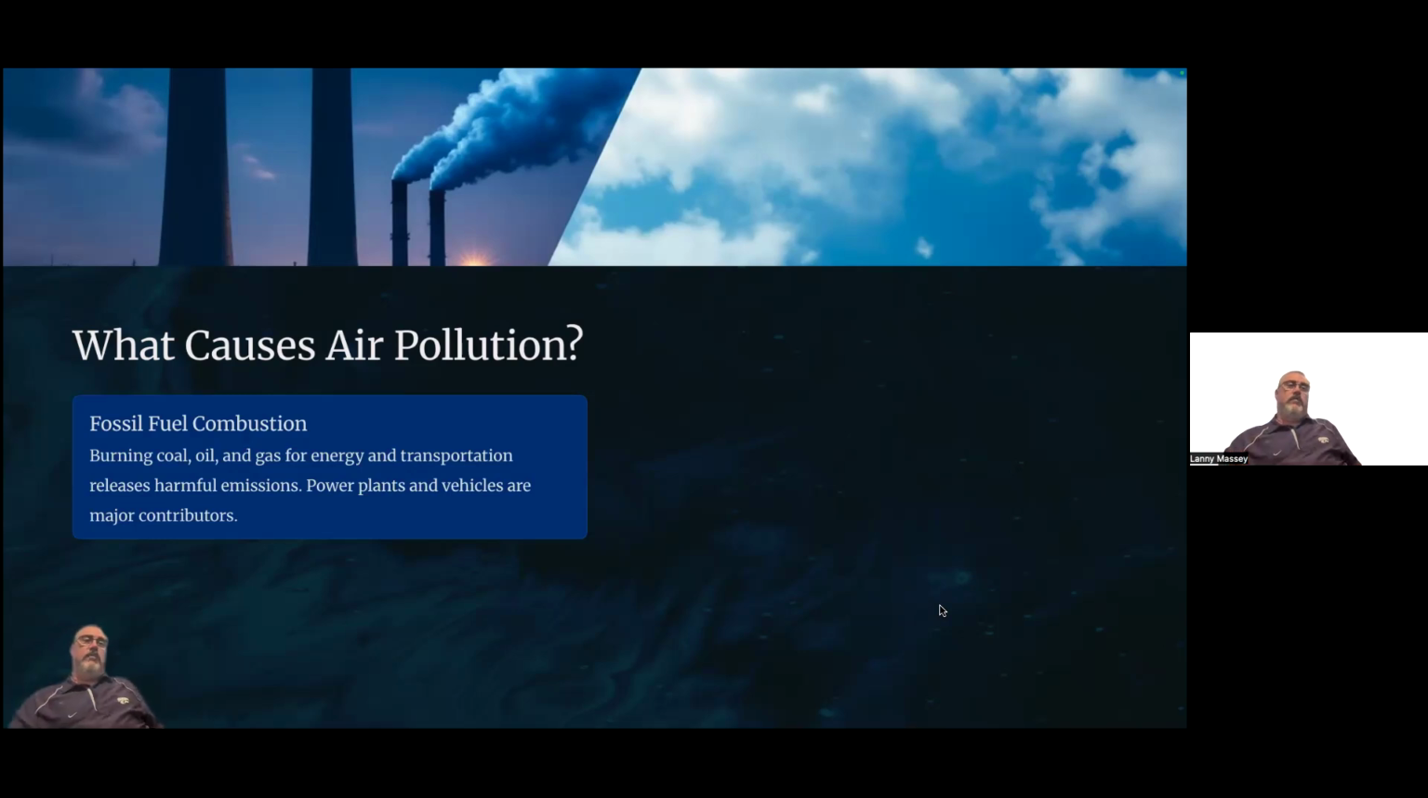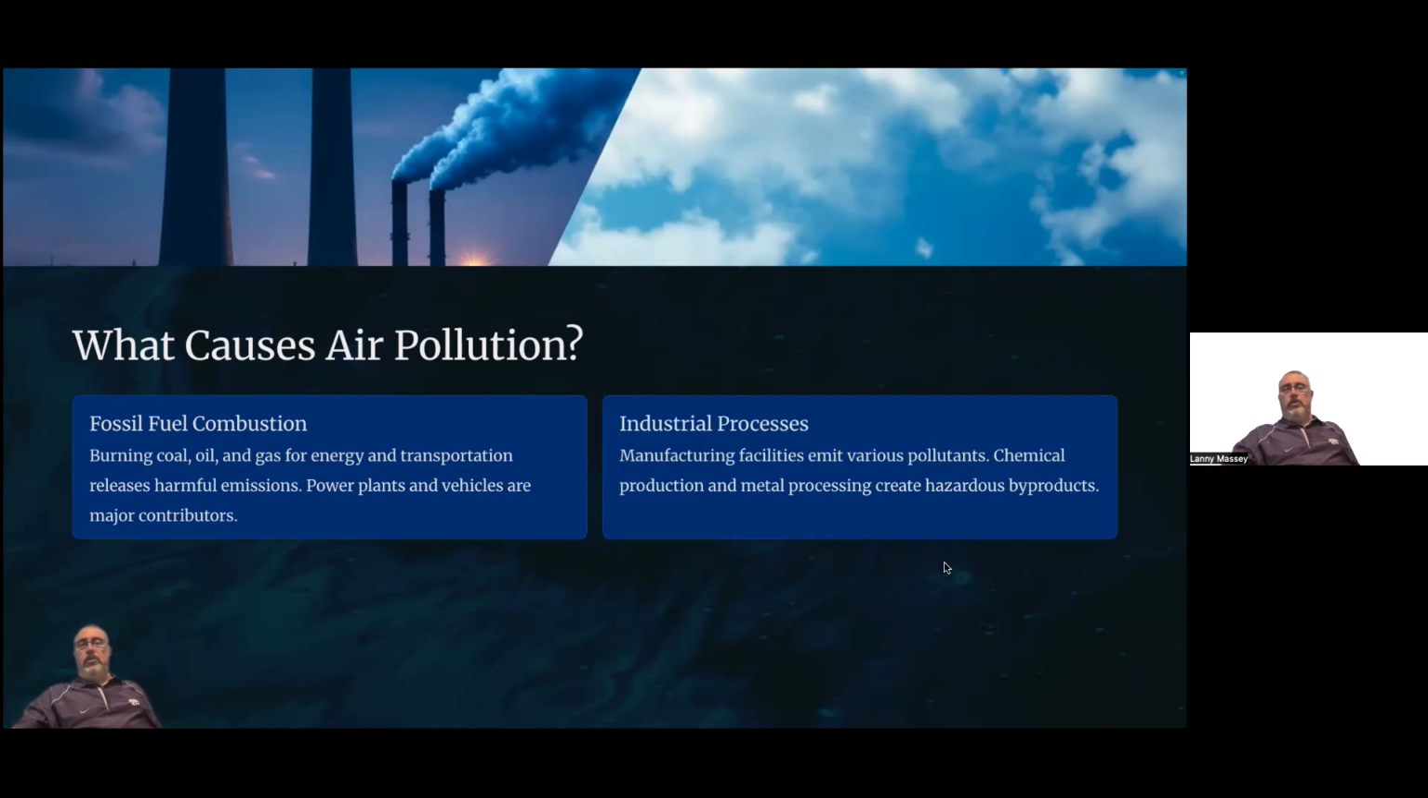Basically, number one is fossil fuel combustion, burning coal, oil, or gas for energy and transportation. Power plants and vehicles are major contributors to air pollution. Industrial processes, factories, things like that emit various pollutants. Metal processing creates hazardous byproducts. That's why along the East Coast you see a lot more problems with air pollutants, because that's where a lot of our metal processing goes on, in the Pennsylvania area, things like that.